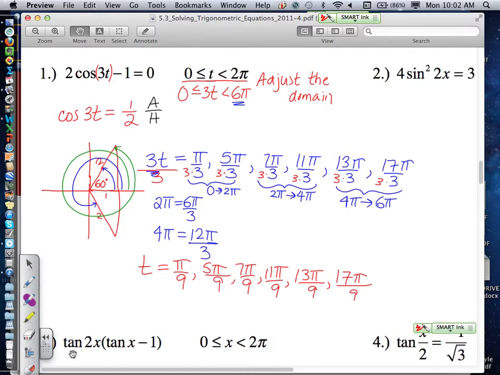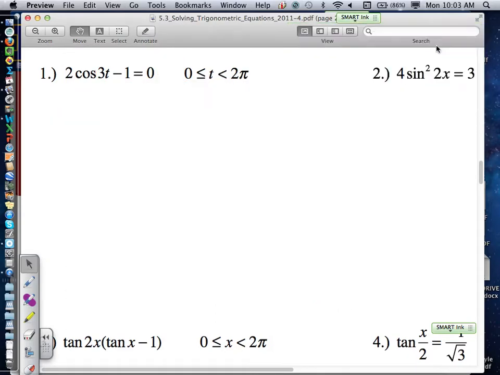And if you wanted to check this, you could graph it in your graphing calculator. You would graph this equation right here for this domain, just 0 to 2 pi. And if you did that, you would see that the graph crosses the x-axis at each of these 6 places. You can do that in your spare time, or if we have enough time at the end of this lesson, we'll do an example like that. Okay, so I'm going to clear this and go on to another problem.